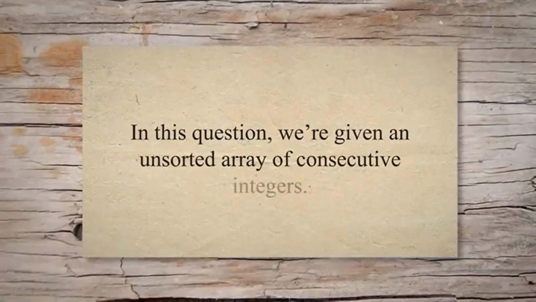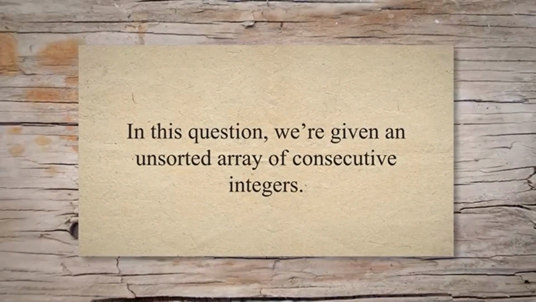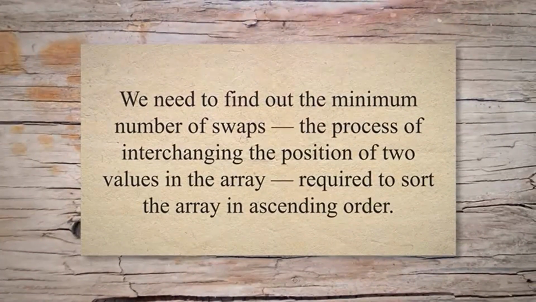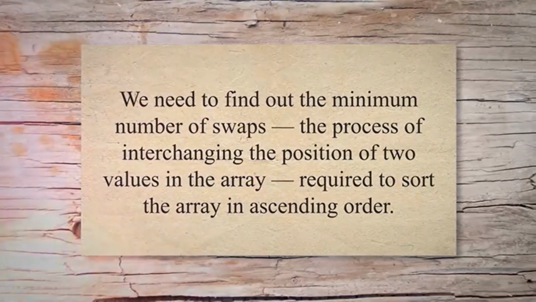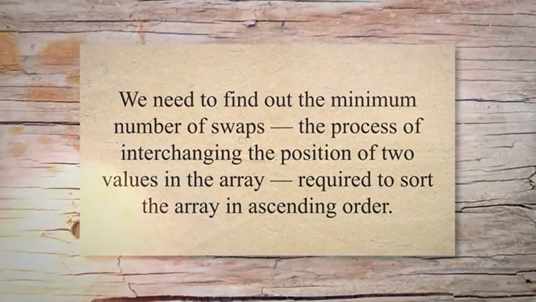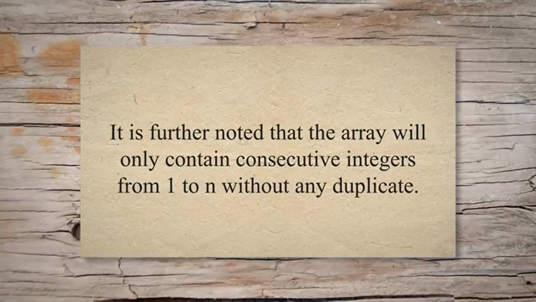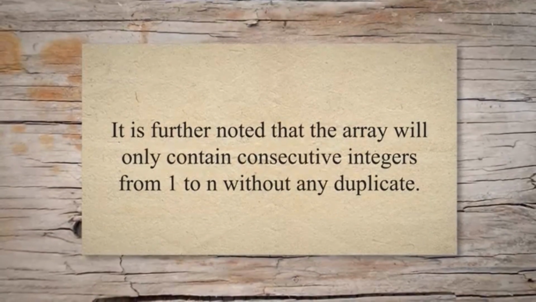In this question, we're given an unsorted array of consecutive integers. We need to find out the minimum number of swaps, the process of interchanging the position of 2 values in the array, required to sort the array in ascending order. It is further noted that the array will only contain consecutive integers from 1 to n without any duplicate.